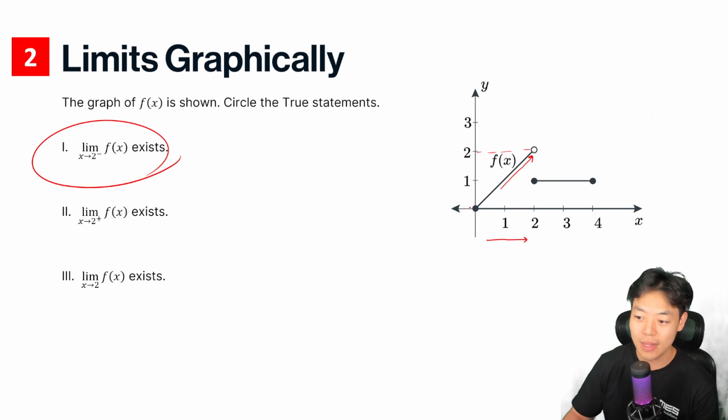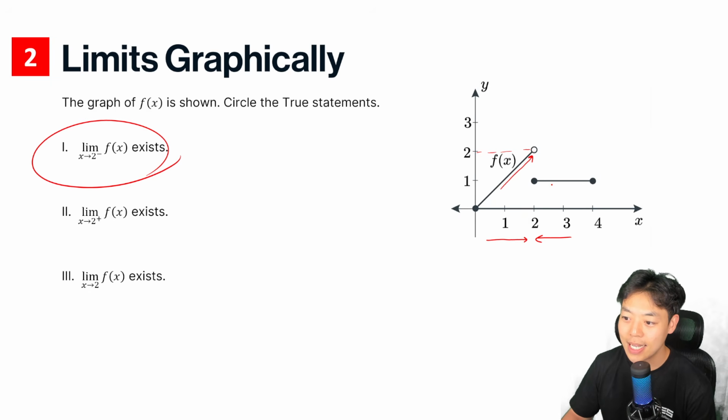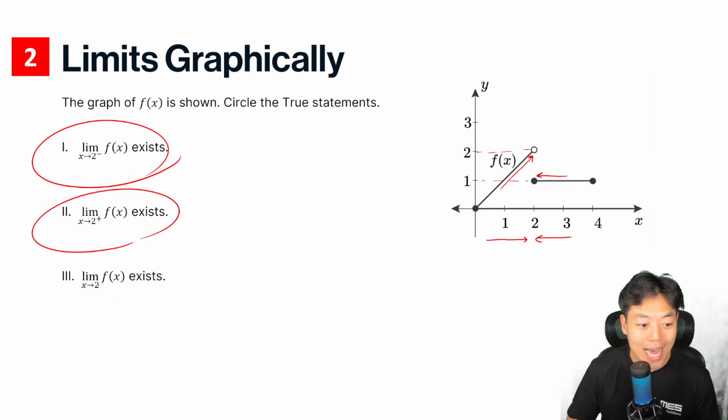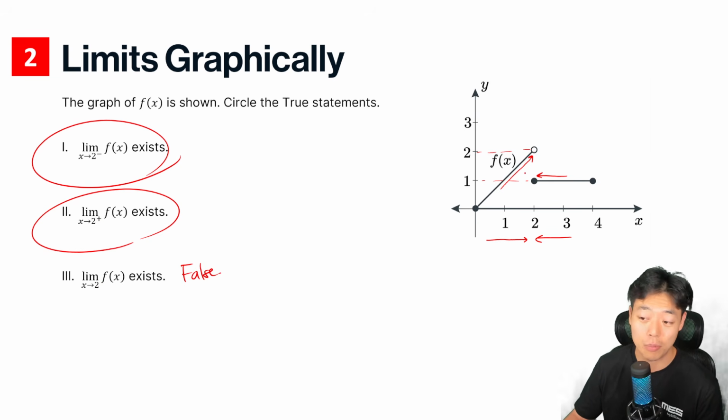True. As x approaches 2 from the right side, what value is my function approaching? 1. Yes, this exists. But are they approaching the same y value as x approaches 2 from either side? Because this one says x is approaching 2 from either side, and the limit does not exist here. Therefore, this one is false because the function is not approaching the same y value as x approaches 2 from both the left and right hand side.